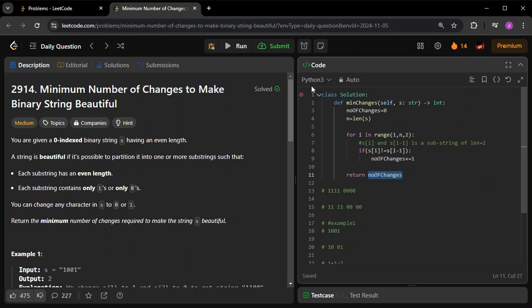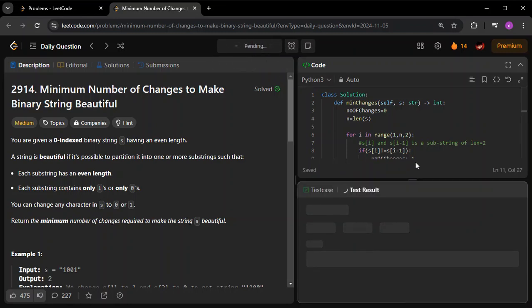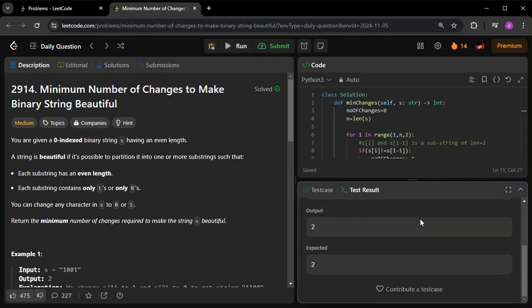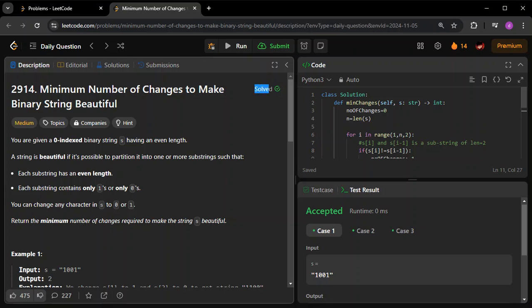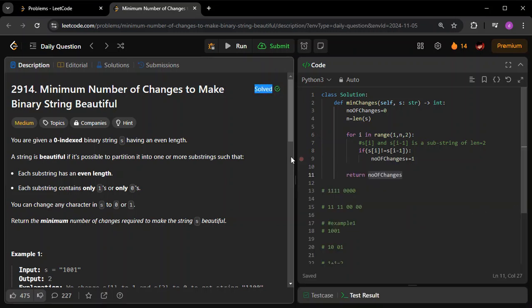So if I run this and show you, you will see that it's clearing all the test cases. I've already submitted this particular solution and it worked. So friends, this was the question for today.